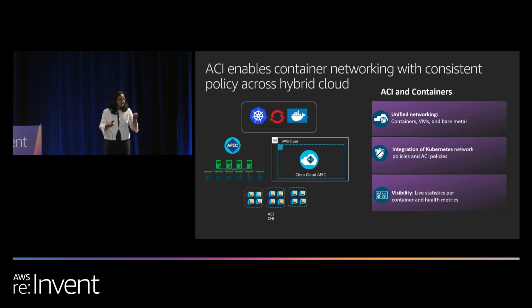So similar CNI plugin, if you are using upstream Kubernetes or if you are using OpenShift on cloud, we will enable the ACI CNI plugin. Or if you are using EKS, we will integrate with the native CNI plugin and then basically have that policy level handshake. So you can pretty much implement your container or cloud native policy through the Kubernetes policy language, or you can use the ACI policy language to program the policies for these containers.